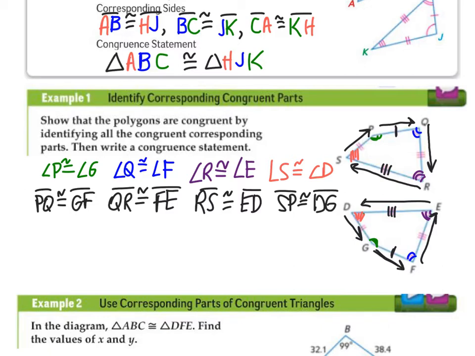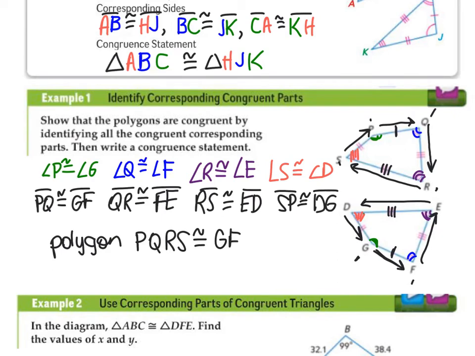Last thing we have to do is write a congruent statement. In this case, we don't have a triangle, we have a polygon. So I'm going to say polygon and then start with my first angle I wrote down. So P, and then just go in order. Q, R, S, is congruent to, and remember when you're writing these down in order, they have to match up. So P, remember, was corresponding with G, and then we went F, E, D. So polygon PQRS is congruent to GFED.